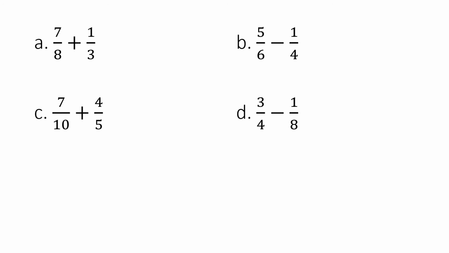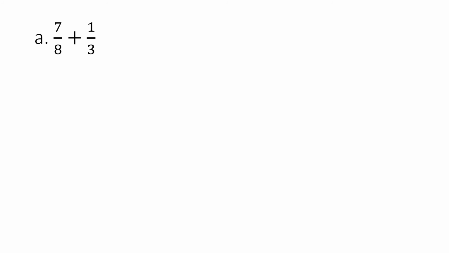Okay, hopefully you paused the video. I also gave you some minutes to do so. So let's try them together. Let's start with A. Here we have 7 over 8 plus 1/3. So your LCD must be 24. If you got 24 already, you're on the right step. Now, the end goal is 24, for both 8 and 3.